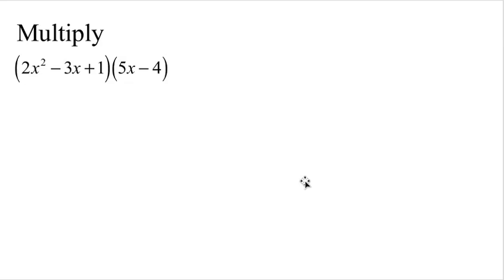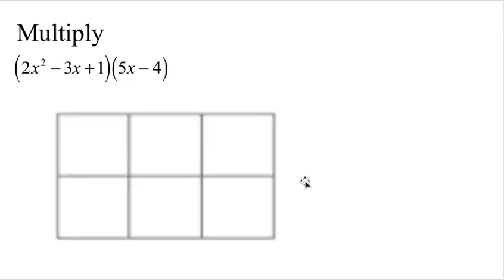All right, next I want to look at 2x squared minus 3x plus 1, a trinomial, times 5x minus 4, a binomial. So we have something with 3 terms times something with 2 terms, which means that the result is going to start with 6 terms. I need 6 products to do that. So my 2 by 2 box is not going to work. I need a 3 by 2 box this time.